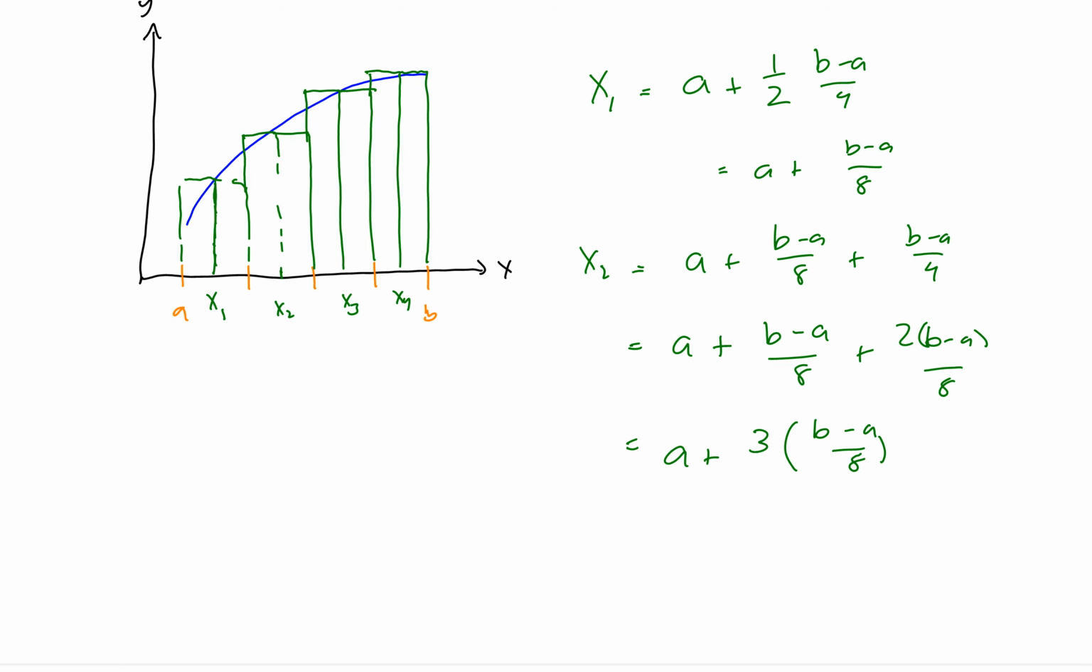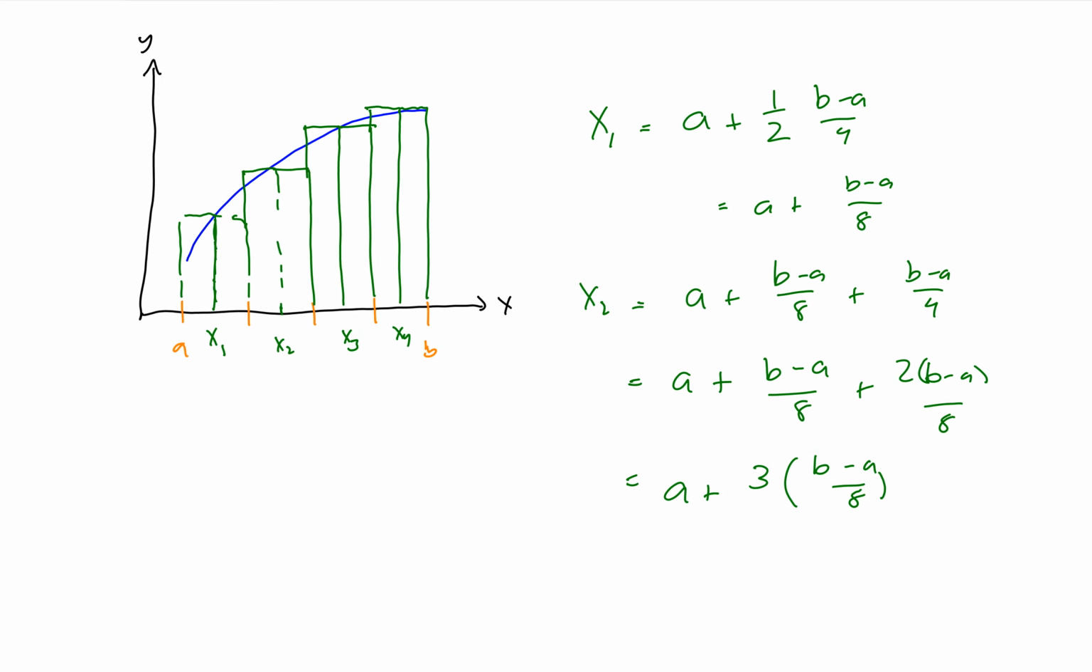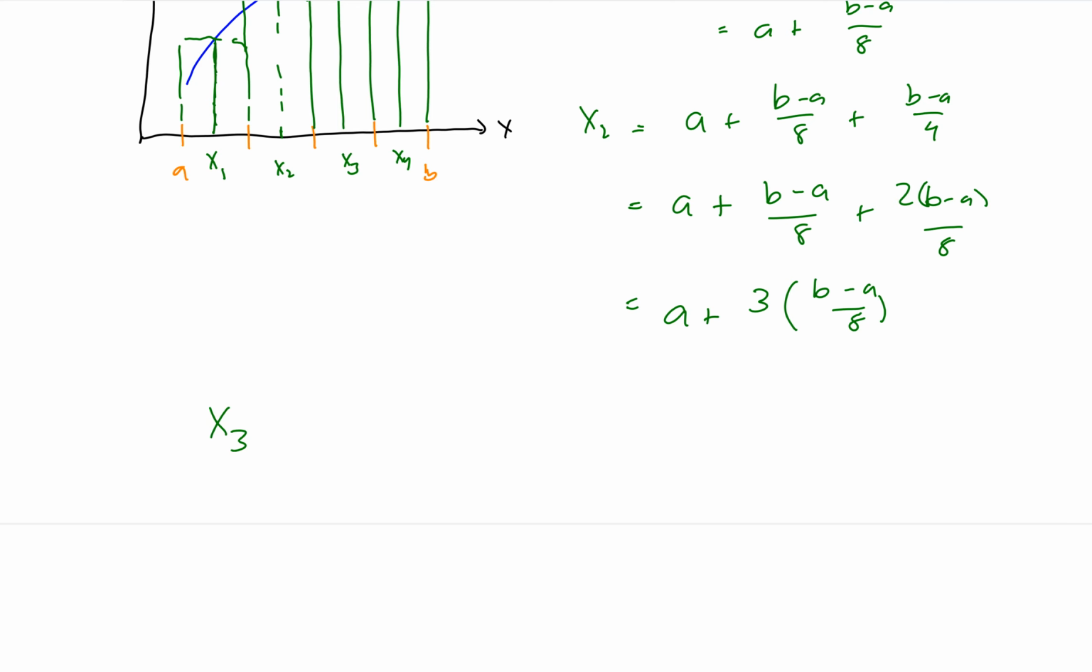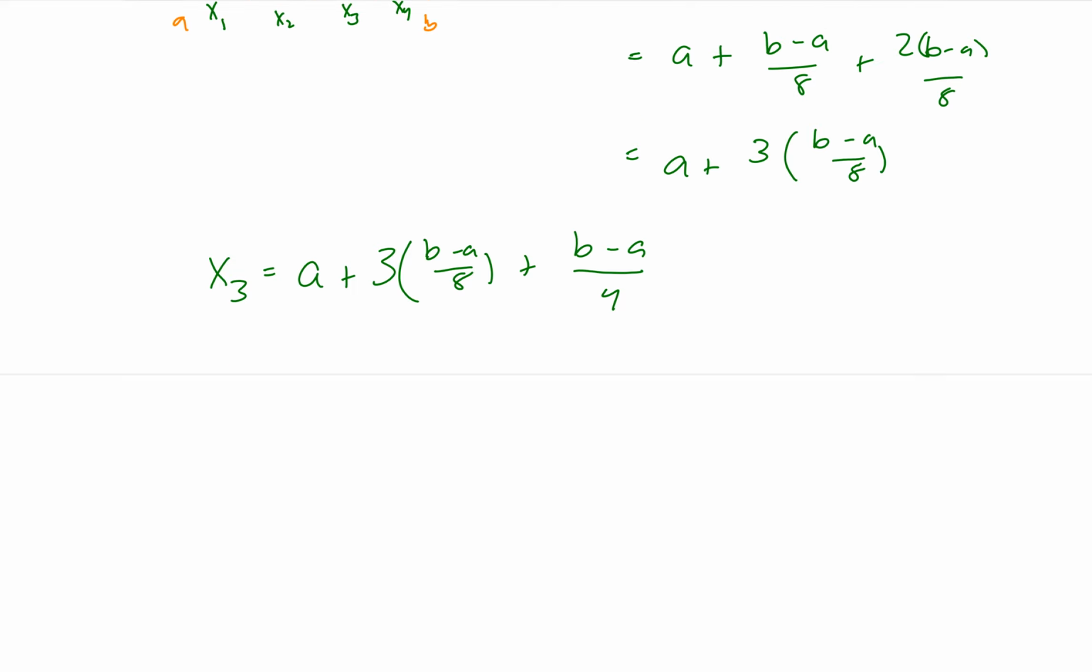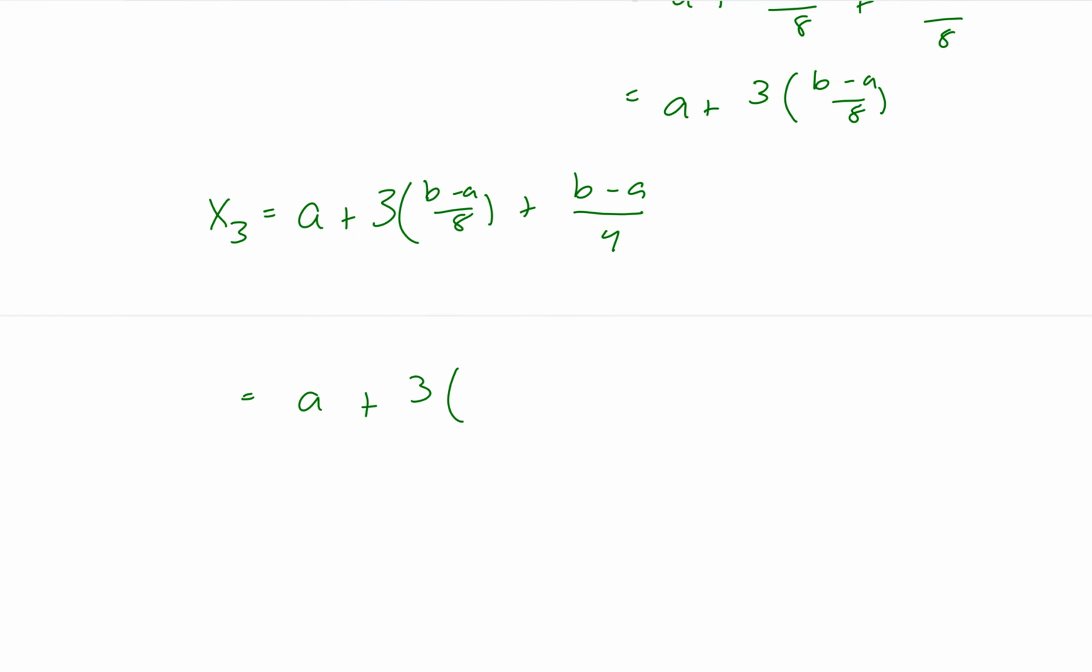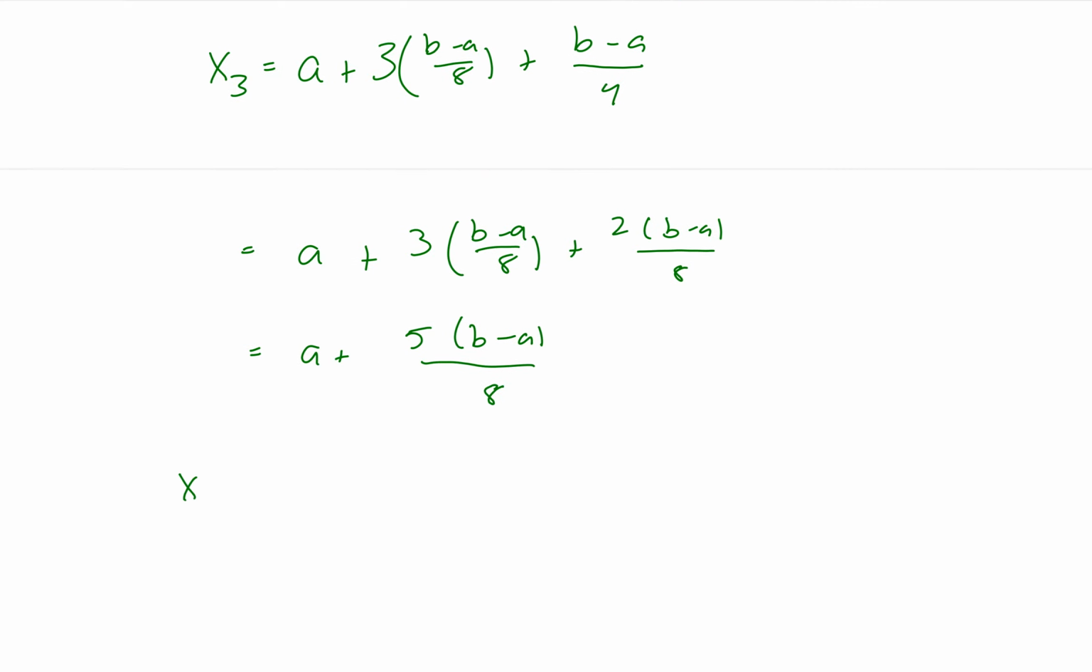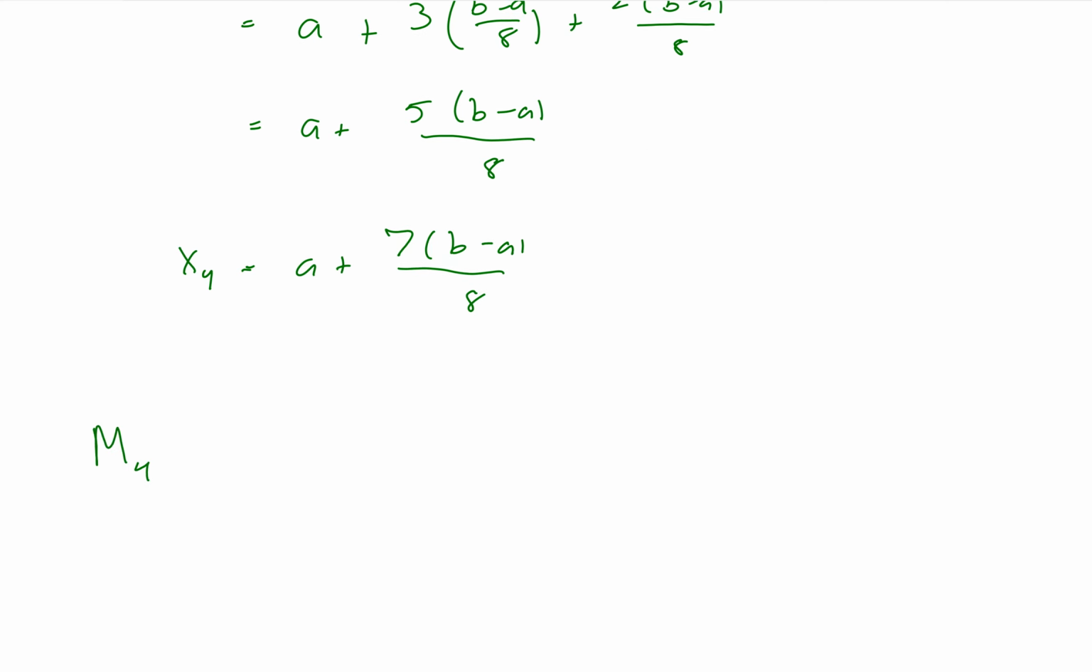And so on. If we want to do further ones, we're going to add another interval width to get over. So I would have the one I just had, plus another interval width. And then you can imagine x4 is going to be a plus 7(b minus a) over 8. So you can see they're more complicated to get than the actual left and right hand sums.